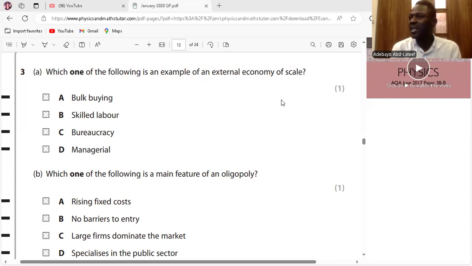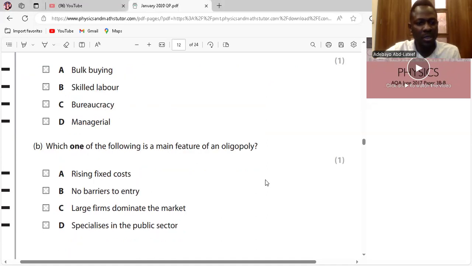Bureaucracy is a problem with these economies of scale. And managerial economies of scale is internal economies of scale. So the answer is B. Clear. Question 2 is B.